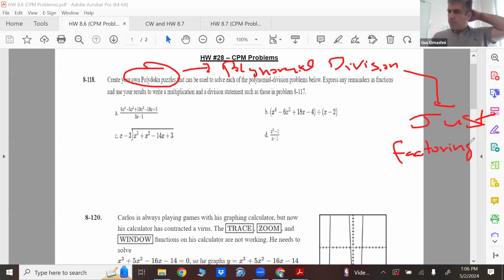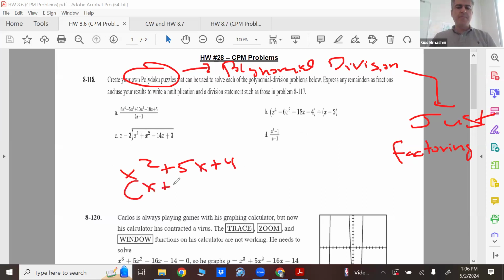So before we get too deep into it, you don't have to write this down. But let's say I gave you something like this here, right? Do you guys know how to factor that? How would that factor? X plus 1, x plus 4. Good.